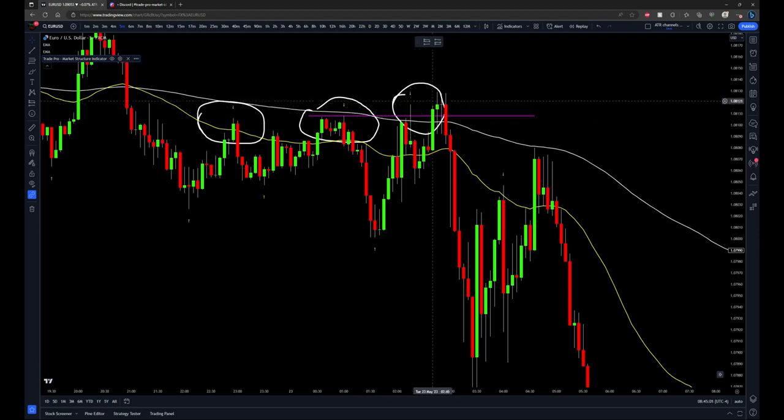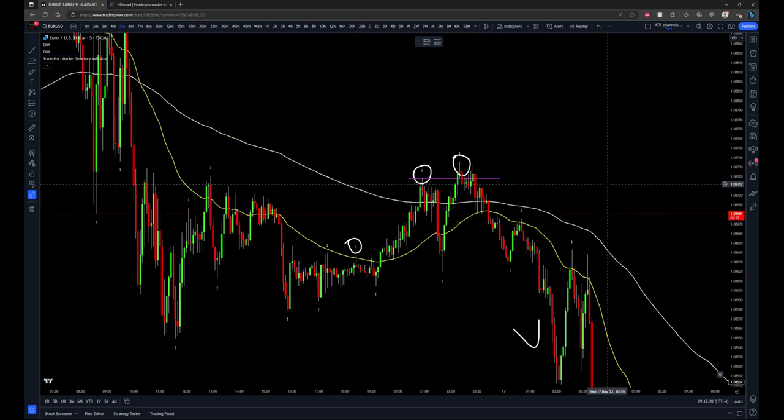This is where you'd be looking to get short because we're in a downtrend with yellow under the white EMA, 50 under 200. This area above the purple line is the shorting territory to get that entry, looking for this trend to continue to the downside. Okay, now let's go to another example.